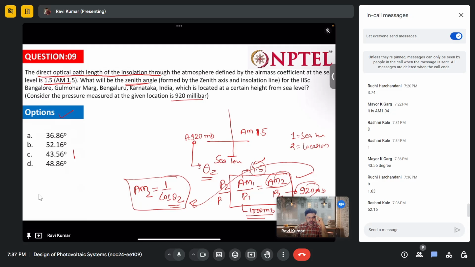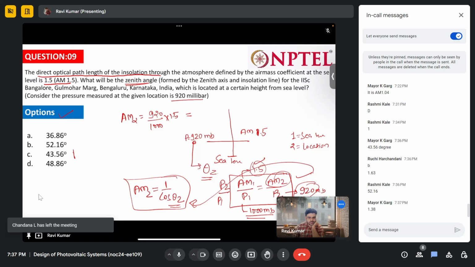Rashmi said 52.16. Rashmi, what is the value of AM2? AM2 will be 920 divided by 1000 into 1.5, so it will be less than 1.5. What is the value of AM2? 1.38. Yes, absolutely right. 1.38 is the value of AM2.